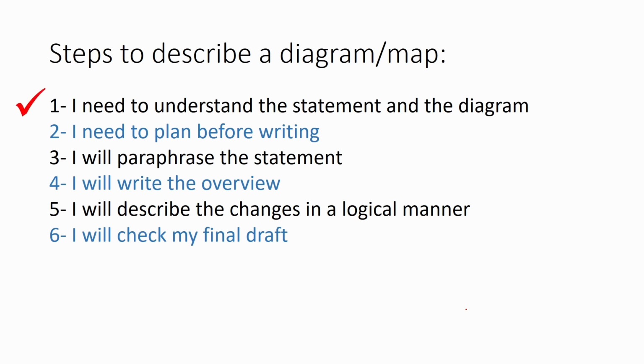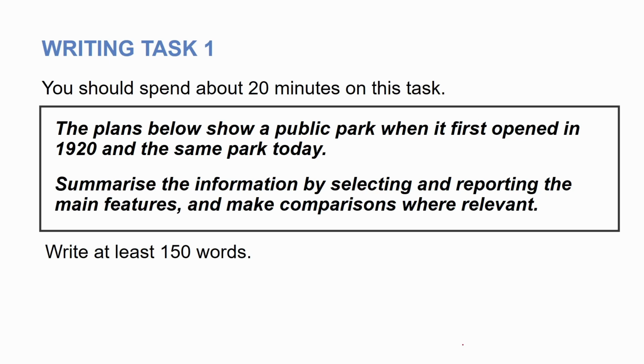Always make sure you spend some time on the statement and diagram to know the time, because it determines the grammar, the tenses of your sentences, and also to know the changes. So let's read the statement. Plans below show a public park when it first opened in 1920 and the same park today. So it's about two different times. One is about the past and the other one is about the present. So we need to use past simple to describe the diagram in the past, and also present simple and present perfect to describe today's layout.